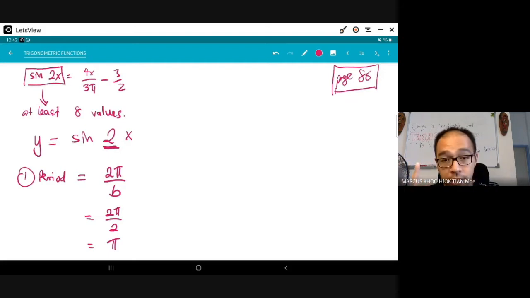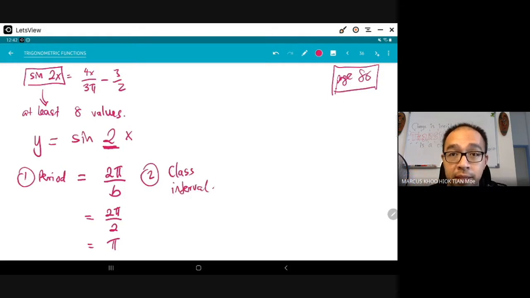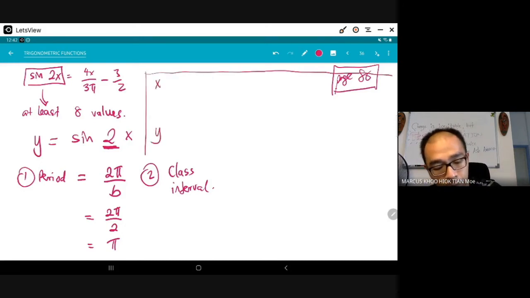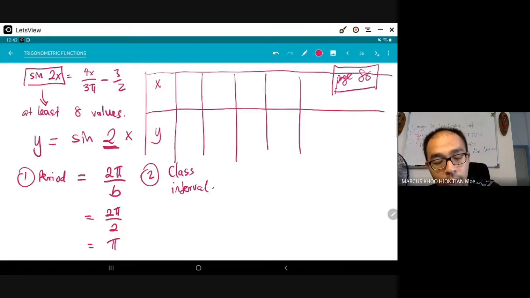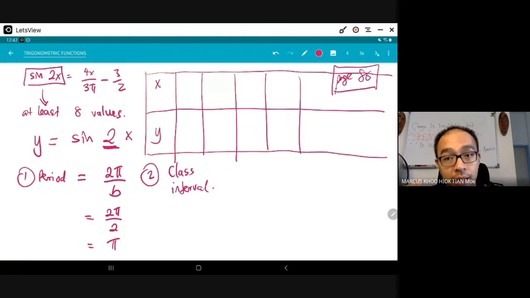After you get the period, we need to find the class interval. If you remember from statistics, it is the distance between the first and the second box, the first and the second box. So if we want to plot the table, all these are classes. Every x value here is one class, and we want to find the class interval between them. So how to find the class interval?